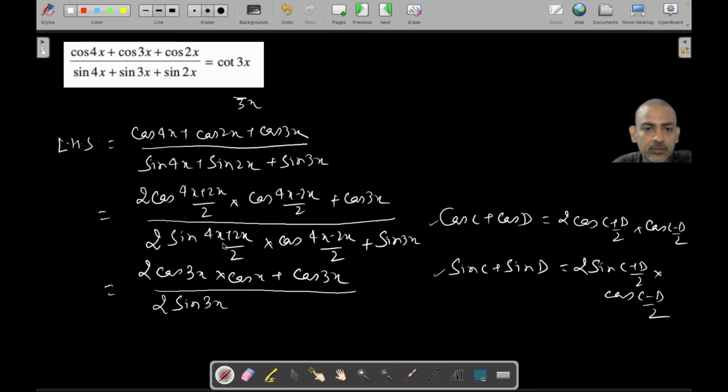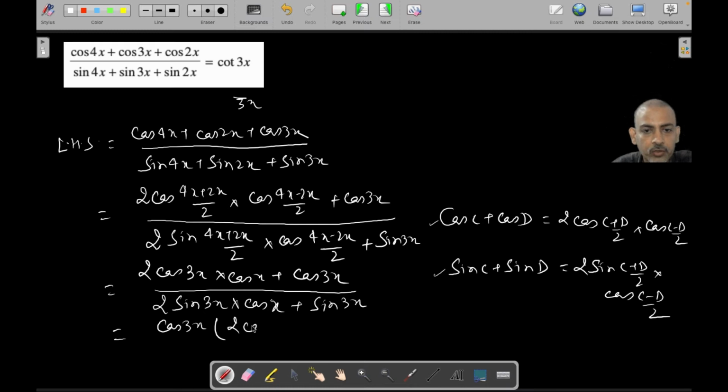Why? Because this 4x plus 2x is 6, divided by 2 is 3x. Same way, cos of (4x minus 2x) by 2 will be x. Why? Because 4x minus 2x will be 2x, divided by 2 will be x, and then I'll have a sin 3x over here. What if I take cos of 3x common in the numerator?